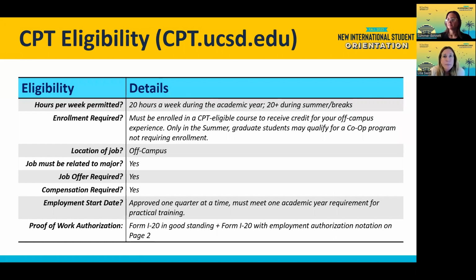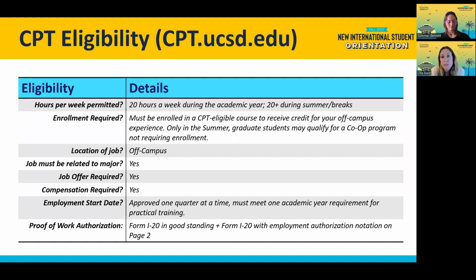So let's look a little bit deeper at CPT eligibility. Students can only work up to 20 hours during the academic year, but again, you are able to work more than 20 hours, up to full-time, during breaks. CPT is linked to a course or participation in a quarterly program. So each quarter that you are applying for CPT, you'll need to ensure that you're either enrolled in a course or that you'll be receiving course credit, or if you're working over the summer and you're a graduate student, perhaps you would be participating in the summer cooperative education program.